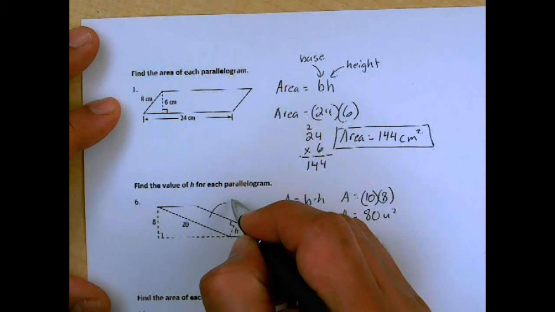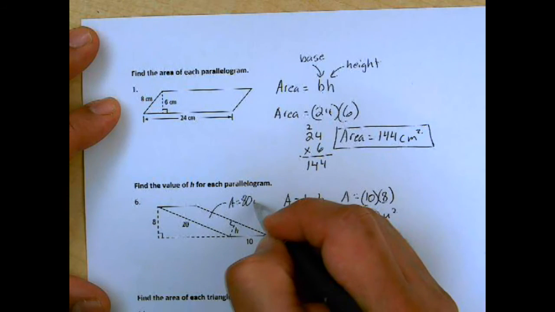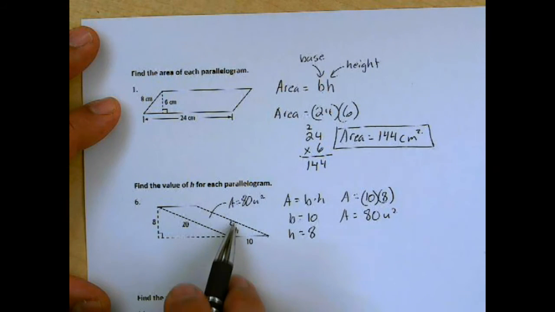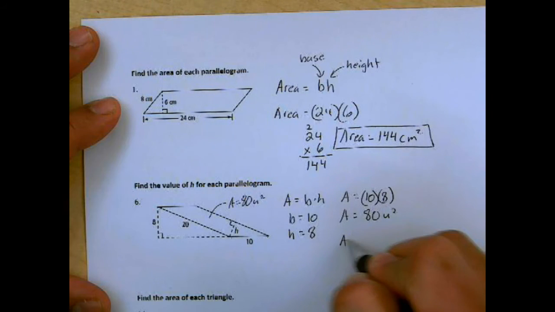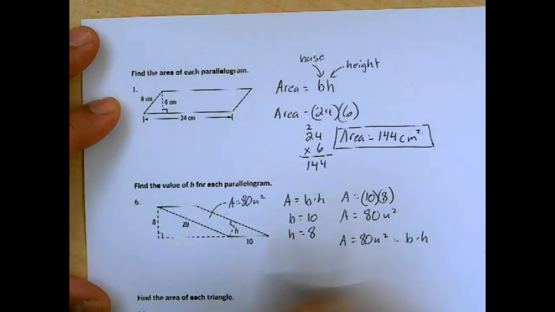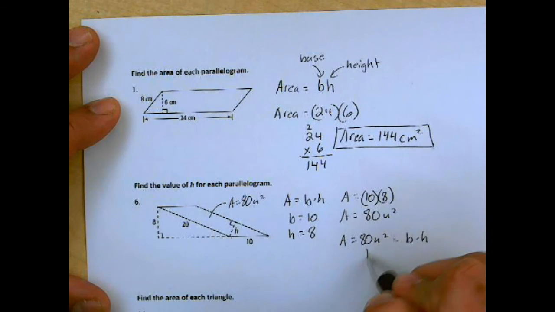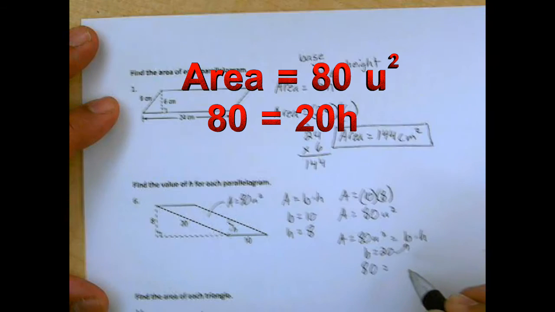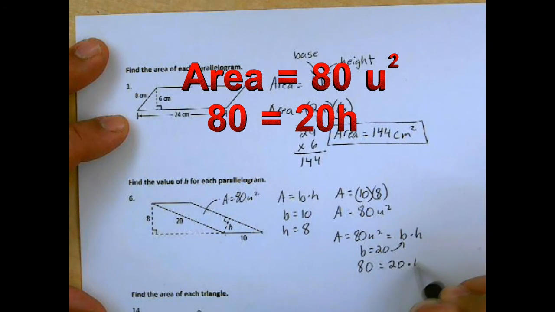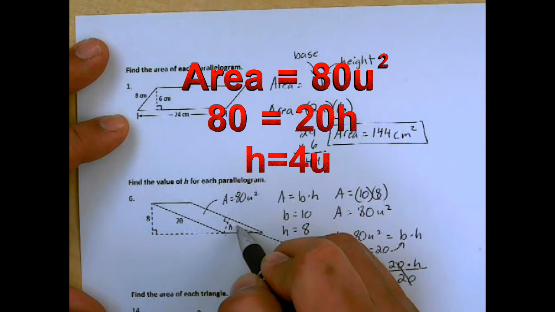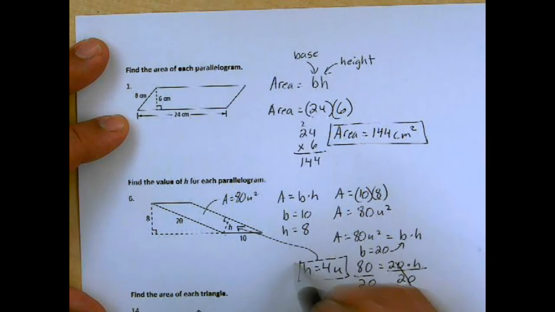Now that we know that the area is 80 units squared, what we can do is use 20 as the base, and h will be the height. So since the area is equal to 80 units squared, and that's supposed to be equal to the base times the height, if we use 20 as the base, we have an algebra problem: 80 is equal to 20 times h. Dividing by 20 on both sides, the height is 4. So this h right there is going to be 4 units. And that's what you can box in.